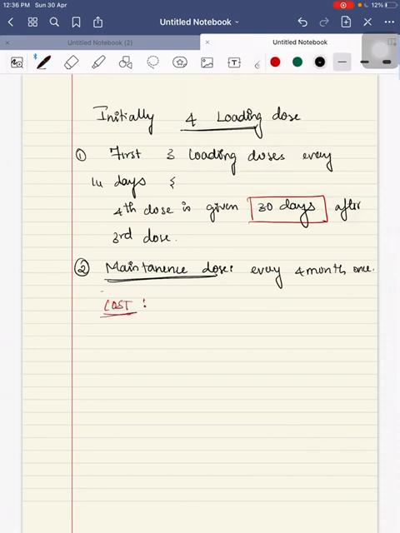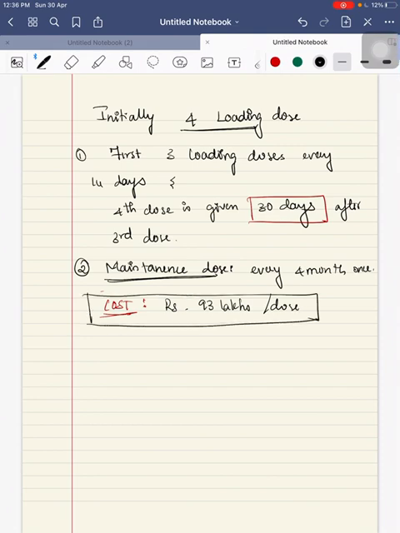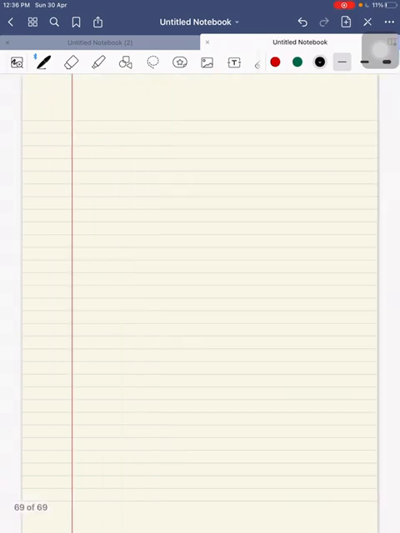Maintenance dose is given every 4 months once. The cost of this Myostatin is 93 lakhs per dose. Okay, so this is about the Myostatin.